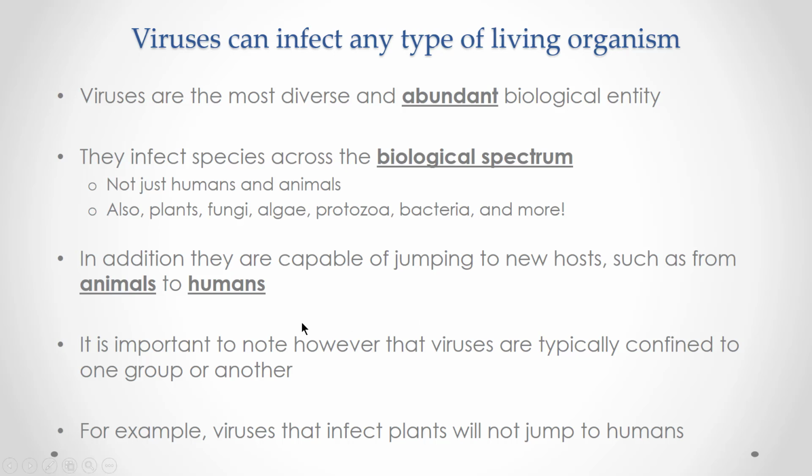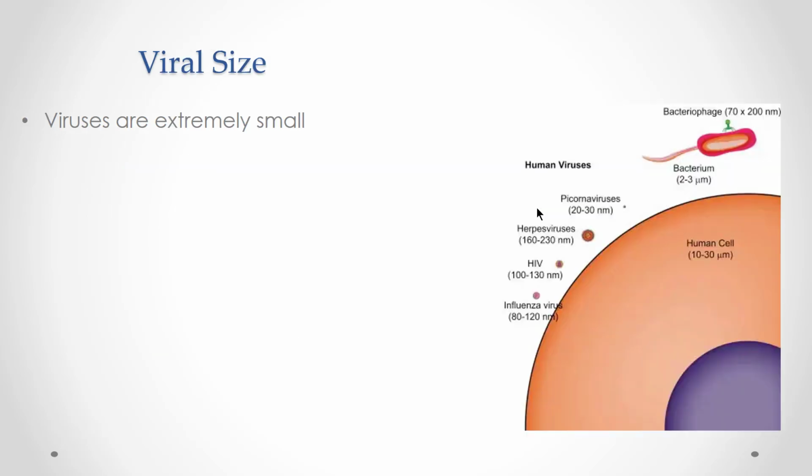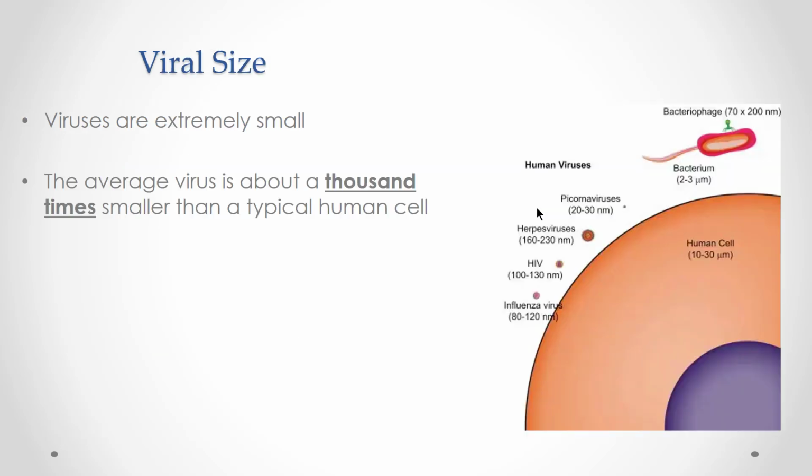Just to clarify, that means that there are plant viruses, fungi viruses, algae viruses, protozoa viruses, bacterial viruses, and many more. So there are literally different types of viruses for each one of those categories. So that's what I mean there. Now, viruses are extremely small. They have such small dimensions that they are a fraction of the size of a typical cell.